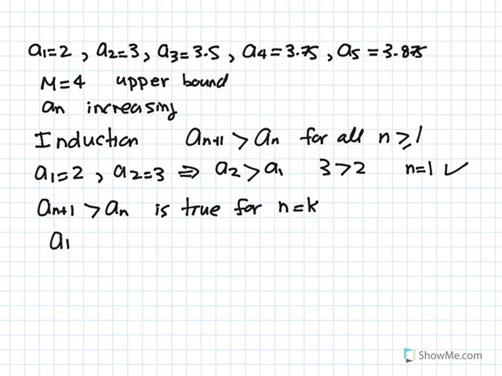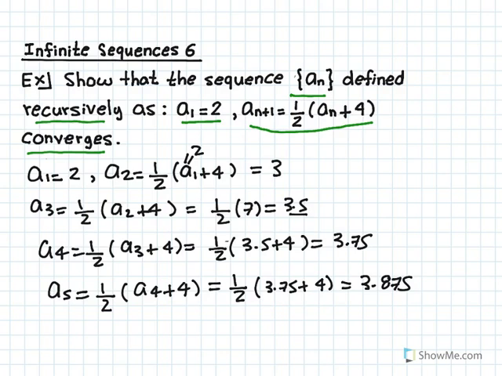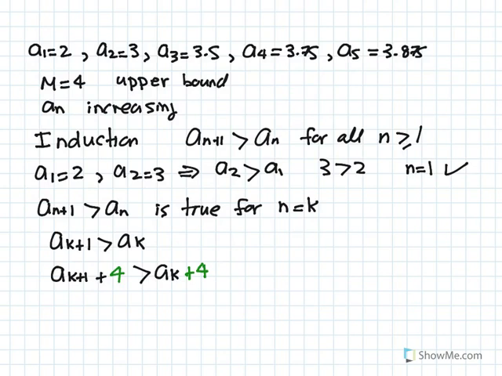So we have a_{k+1} larger than a_k by assumption. Now let's add 4 to both sides. So we get a_{k+1} + 4 larger than a_k + 4. Now you might ask, why do you add 4 to both sides? Why not another number? The reason is, of course, we're trying to work with our recurrence relationship, which is right here, a_{n+1} is equal to 1/2 (a_n + 4).